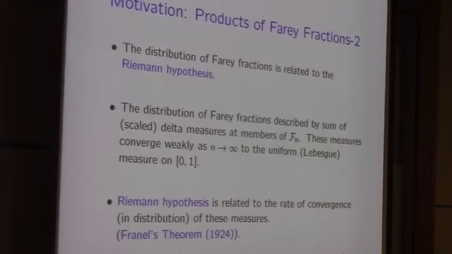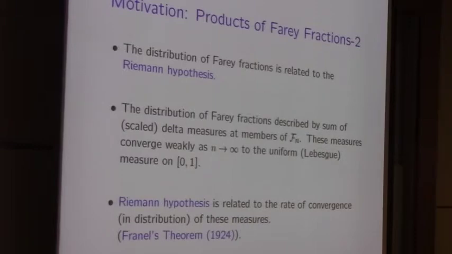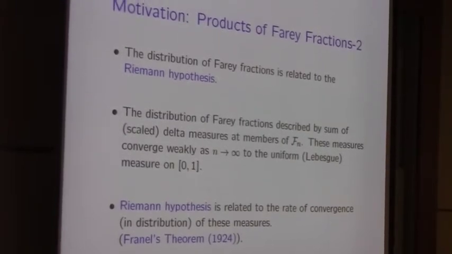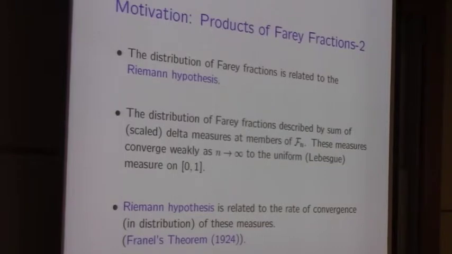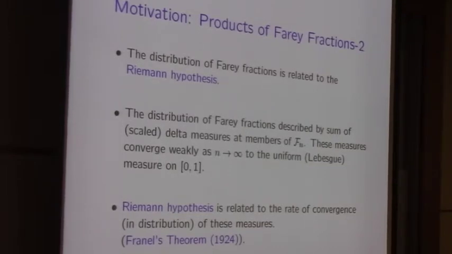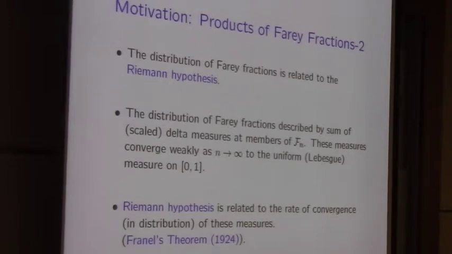Now, the distribution of the Farey fractions is related to the Riemann hypothesis. If you take the Farey fractions of level n and you put a delta function at each Farey fraction, then this is a measure. You scale it by the number of Farey fractions, you get a discrete measure on [0, 1]. And that measure, as you go to infinity, converges to the uniform measure. This is well known. What's less well known is the Riemann hypothesis is related to the rate of convergence in distribution of these measures. This is encoded in a theorem of Franel proved in 1924, and then extended by Landau and various other people.